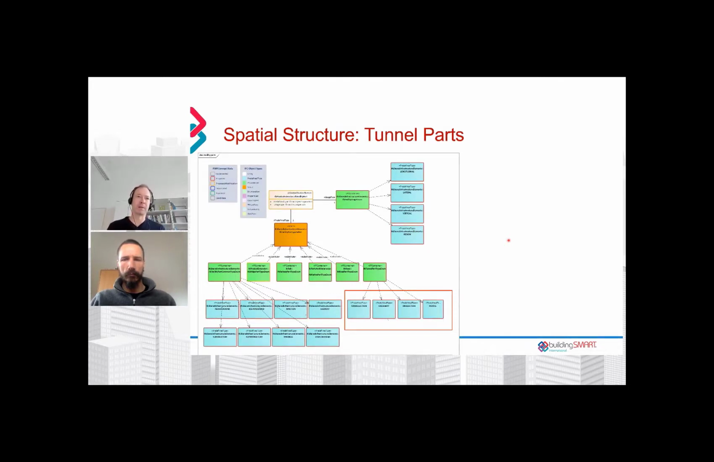Yeah, and then we have the individual parts. So we have the facility parts, and here we use IFC facility part. At least in the moment, maybe there will be some changes that we use then IFC tunnel part instead, but this is a little bit depending on the final definition in IFC 4.3. In any case, we will have these predefined types that we see here on the right hand side. So these are the tunnel part types.